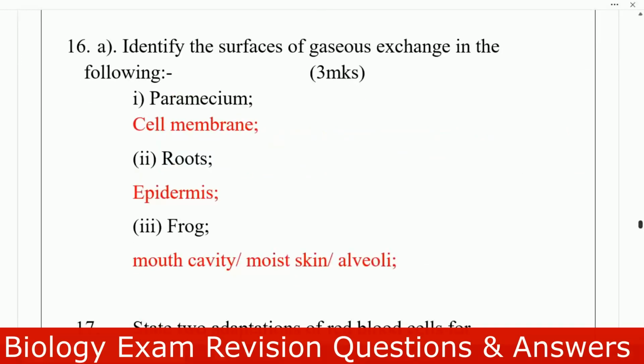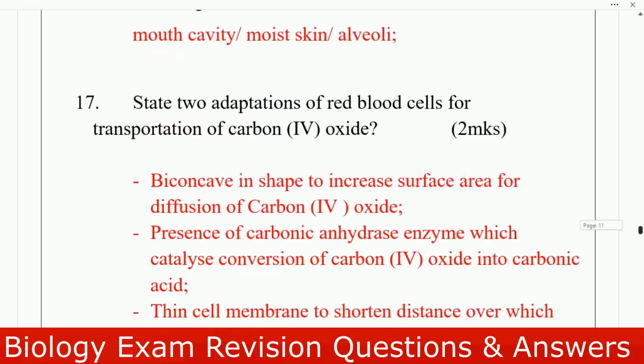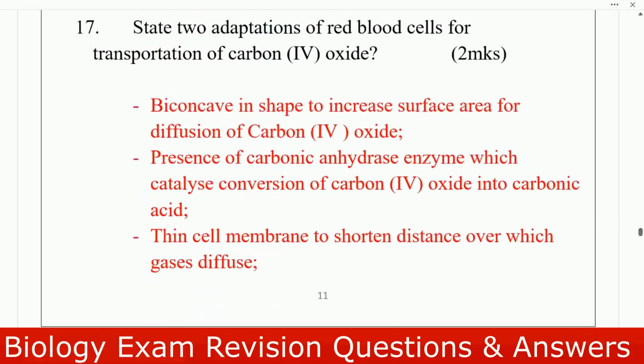Number 16. Identify the surfaces of gaseous exchange in the following: paramecium, cell membrane; roots, damage. Next, frog, mouth cavity, moist skin, and alveoli. Number 17. State 2 adaptations of red blood cells for transportation of carbon (IV) oxide.